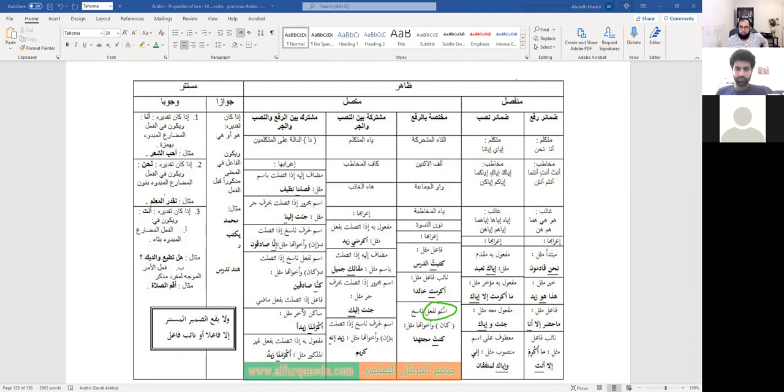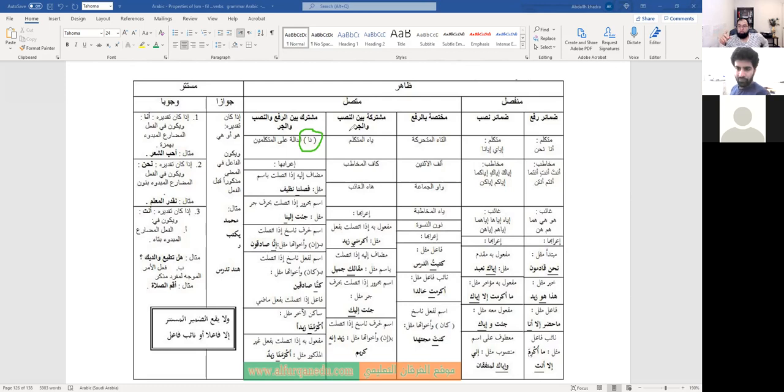Okay. Now, ضمائر that are مشتركة بين الجر والنصب, ضمائر that come in the position of نصب and come in the position of جر. And then we have نا. It could be in the position of نصب or رفع or جر. When is the ضمير in the position of جر? I already told you this yesterday, last class. When it follows a حرف جر. Correct. If a pronoun connects to a حرف, it will be in the position of جر بحرف الجر.